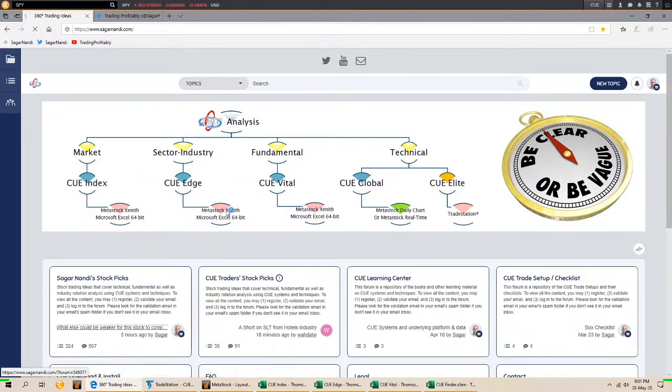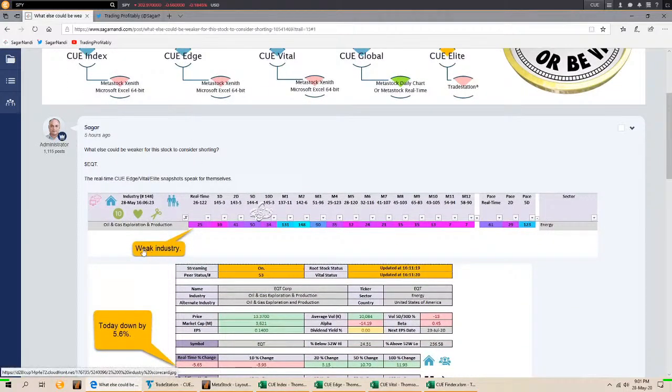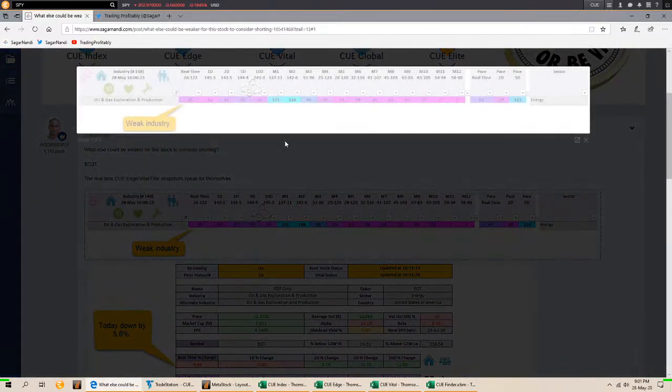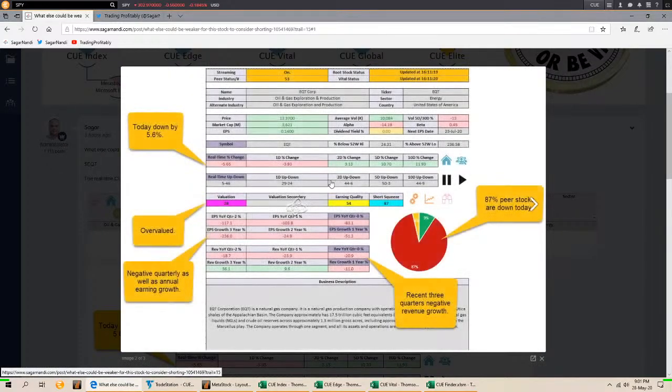And today I shared an idea, and I don't mind putting a title like this: what else could be weaker for this stock to consider shorting? See the industry, oil and gas exploration and production. This is not an industry where I like to buy. The industry is weak. This is today, and I shared it on Twitter before market close. I am already in the trade. I analyzed it just before market close.